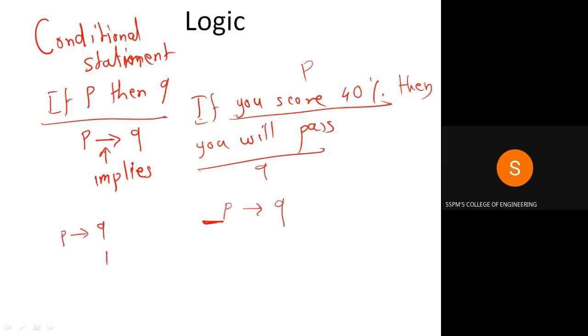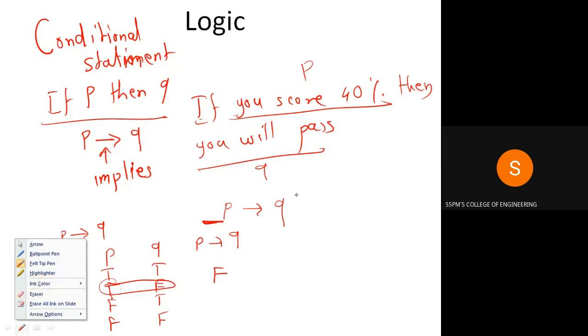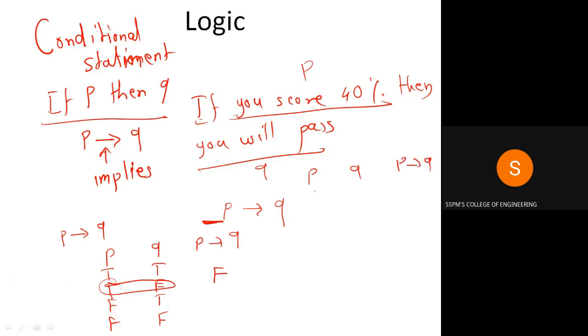How do you find it? We will first write P, Q, and P implies Q: T, T, F, F, T, F, T, F. So what is the result of P implies Q? Only if you have T and then F is the result F. Only when you have T and F. So only in this condition, the result is F, and in every other condition, the result is T.